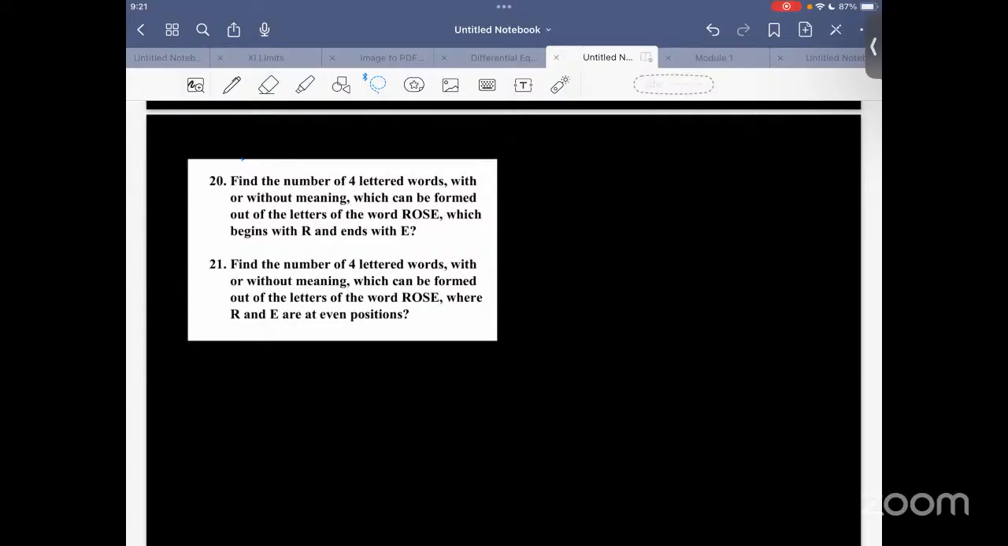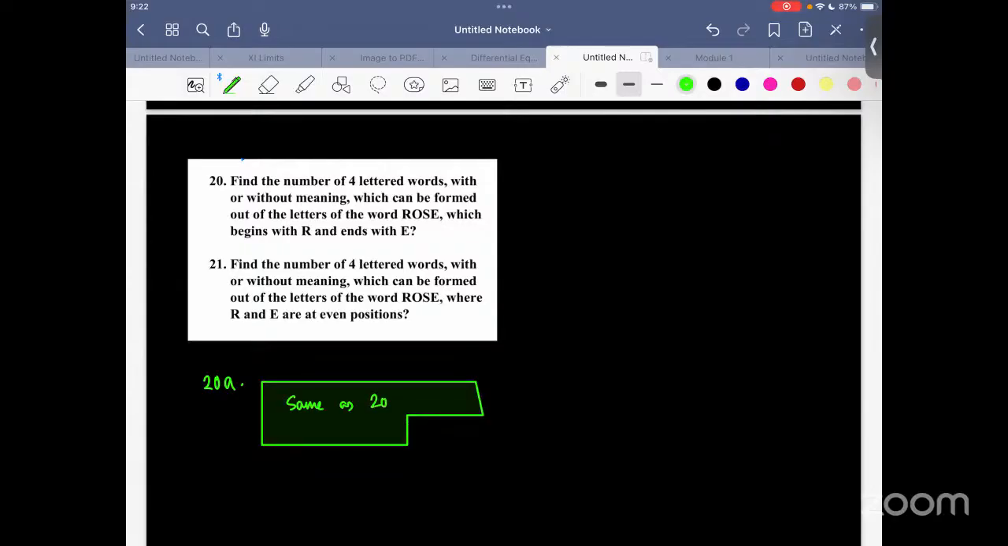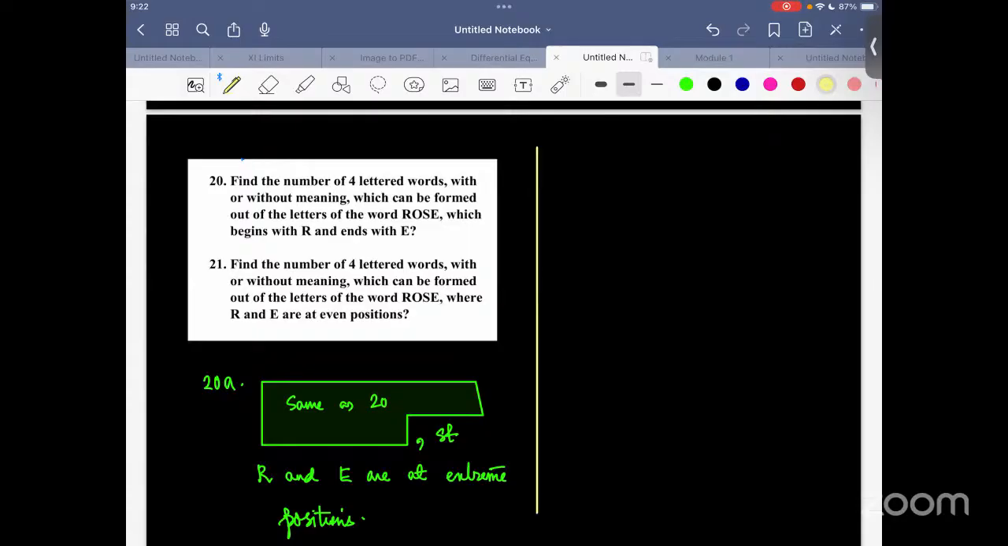Question number 20, everyone. I will add another question also, same as question number 20, such that R and E are at the extreme positions. So find the number of four-letter words.